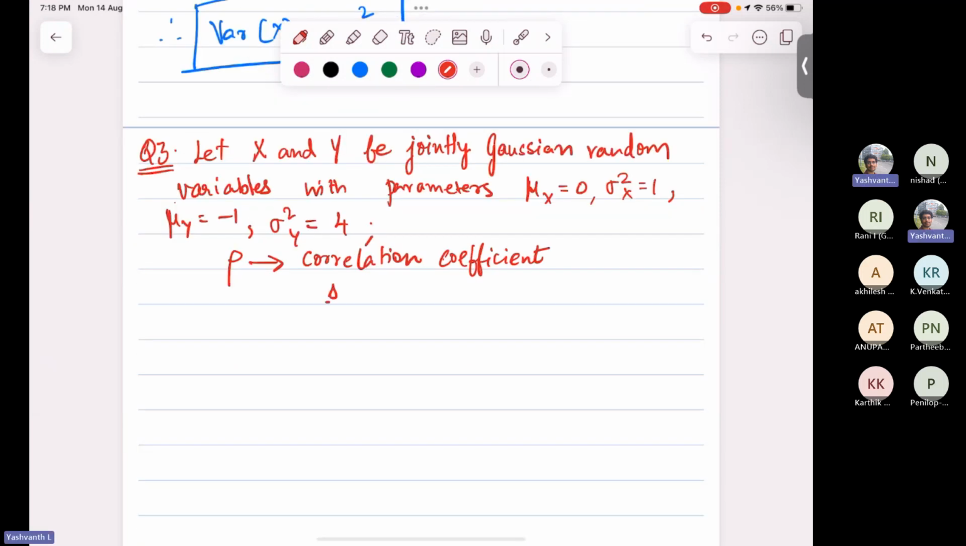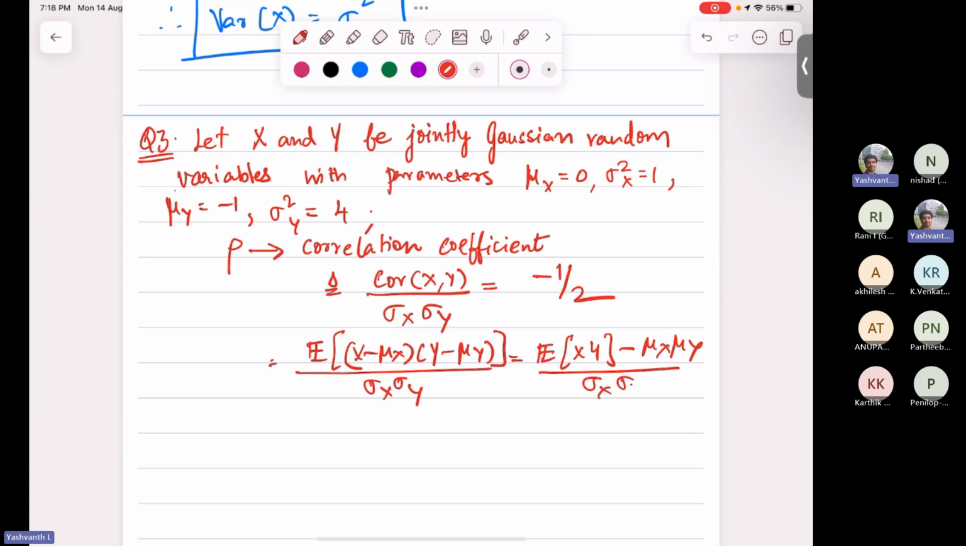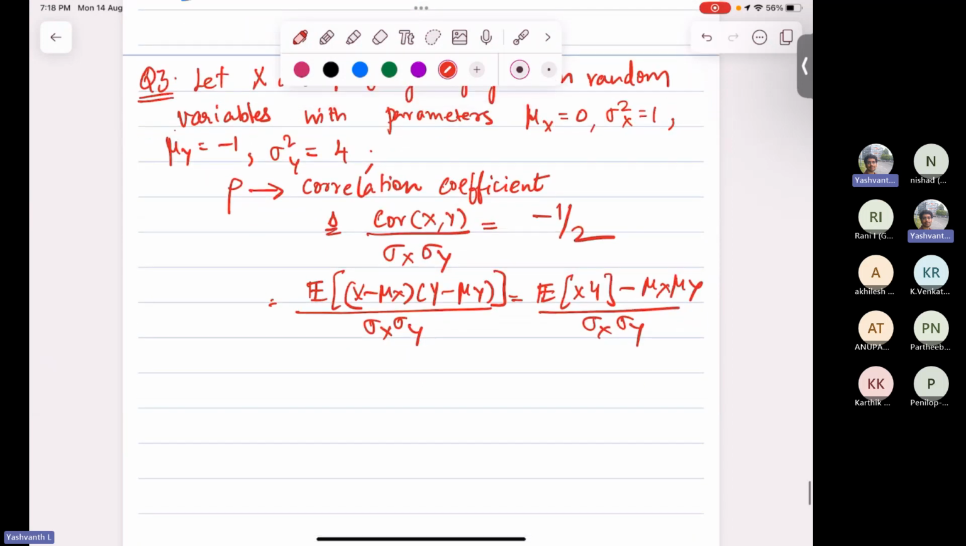Okay, that is defined as the covariance of x comma y divided by sigma x sigma y, equal to -half. What is covariance of x and y? It means expected value of (x minus mu x) into (y minus mu y) divided by sigma x sigma y, or this is also expressed as expected value of xy minus mu x mu y by sigma x sigma y. This is called the correlation coefficient between x and y.